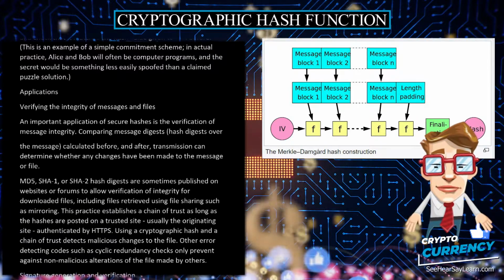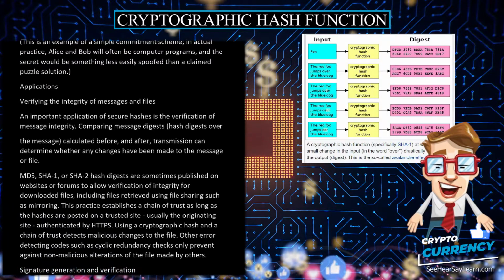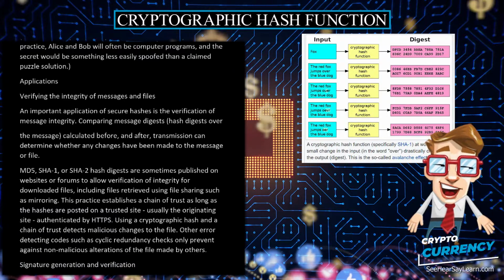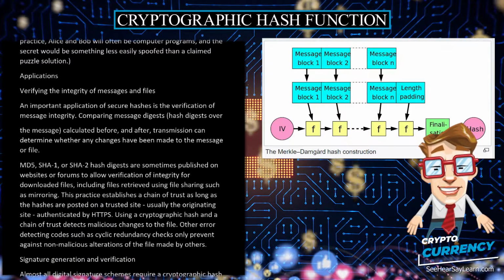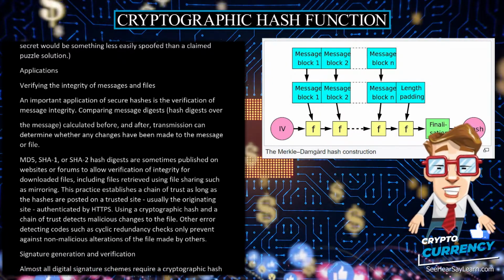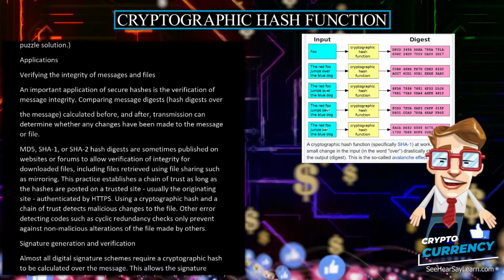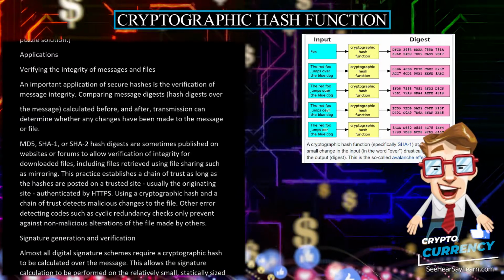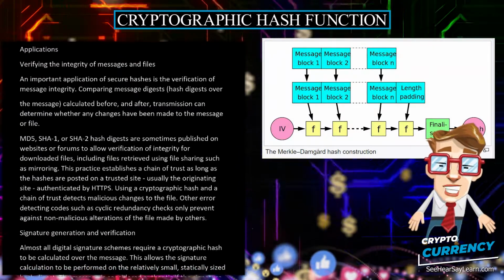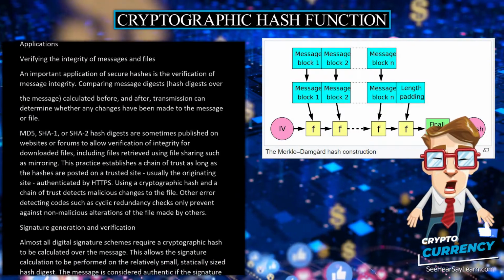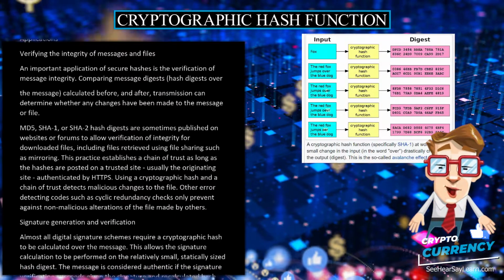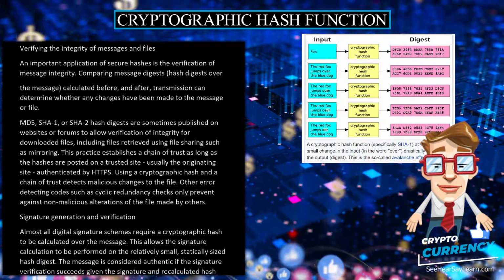This practice establishes a chain of trust as long as the hashes are posted on a trusted site, usually the originating site, authenticated by HTTPS. Using a cryptographic hash and a chain of trust detects malicious changes to the file. Other error-detecting codes such as cyclic redundancy checks only prevent against non-malicious alterations of the file made by others.